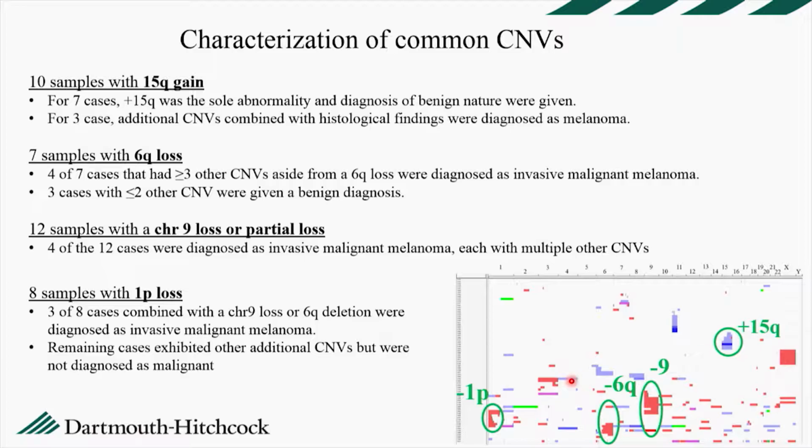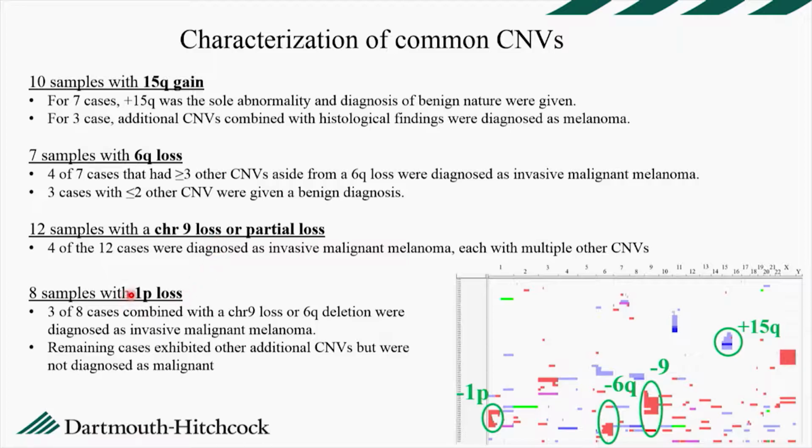Due to time constraints, I'm not really going to talk too much about these other abnormalities, apart from the very important fact that we find when there's a 6q loss or a chromosome 9 loss or partial loss, that they tend to be diagnosed as a malignant melanoma when they're in tandem with at least 2 or 3 additional CNVs.